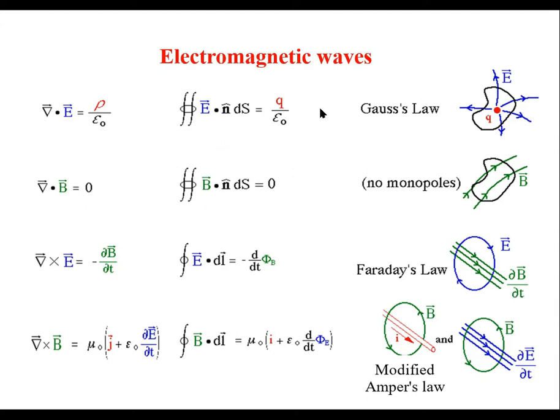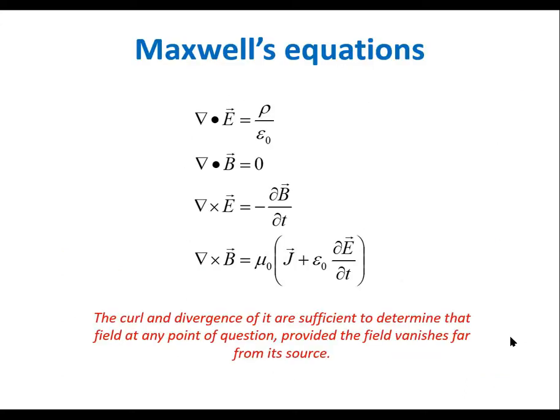The first one is the Gauss law. Second represents that there are no magnetic monopoles in nature. Third is the Faraday's law. And fourth is the modified Ampere's law. We already know that provided the field vanishes far from its source, the curl and divergence of it are sufficient to determine that field at any point in question.